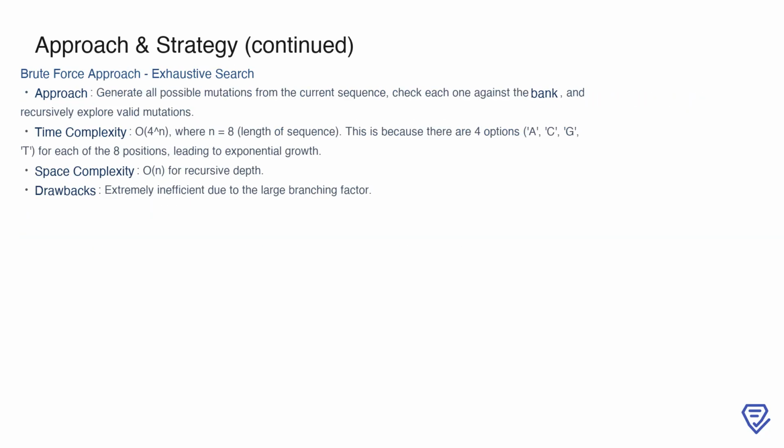One approach we could consider is an exhaustive brute force search. Here, we would generate all possible one-character mutations for the current sequence, check each mutation against the bank to ensure it's valid, and then recursively explore further mutations from there. While this approach ensures that every possible path is explored, it is extremely inefficient. With a sequence length of 8 and 4 possible characters at each position, the number of potential mutations grows exponentially, resulting in a time complexity of 4 to the power of n.